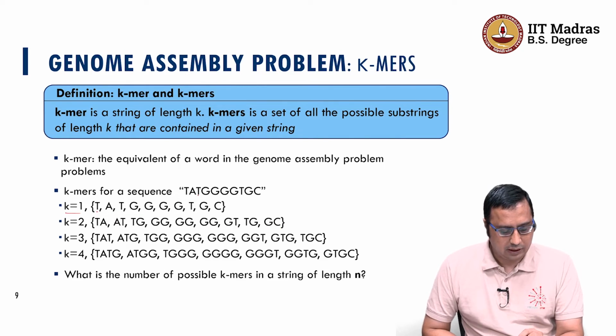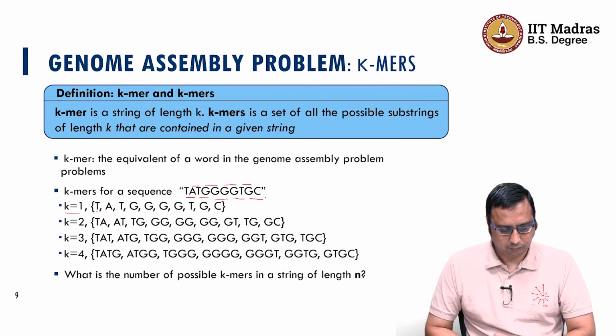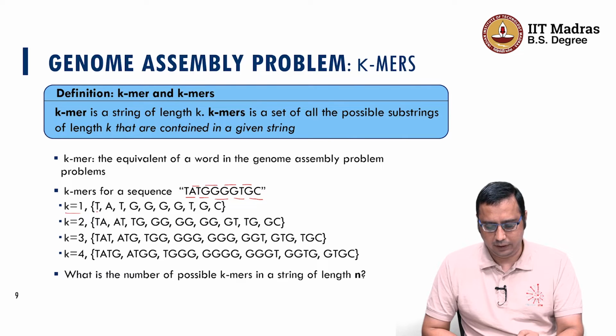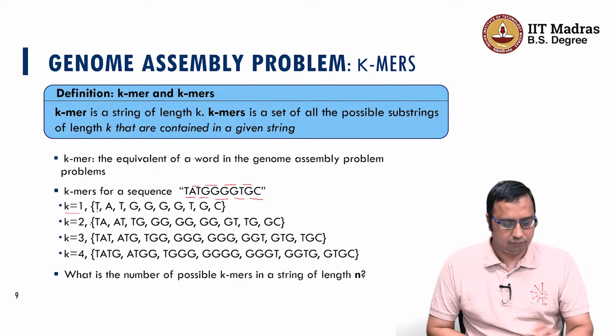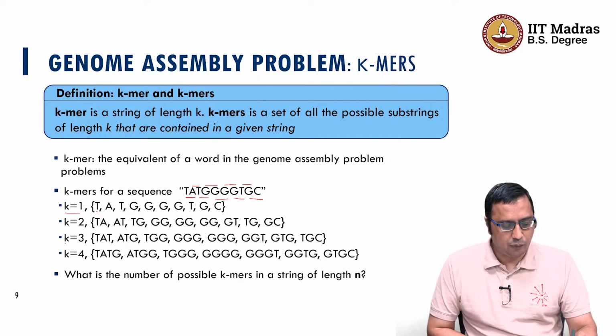Here, how did I get k equal to 2? I take overlapping pairs: TA, AT, TG, GG, GG again, GG again, GT, TG and GC. So I have 1, 2, 3, 4, 5, 6, 7, 8, 9. I have constructed 9 2-mers from this sequence. Similarly, I can do it for k equal to 3 and k equal to 4.